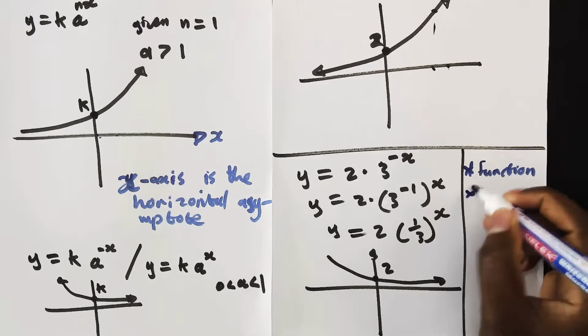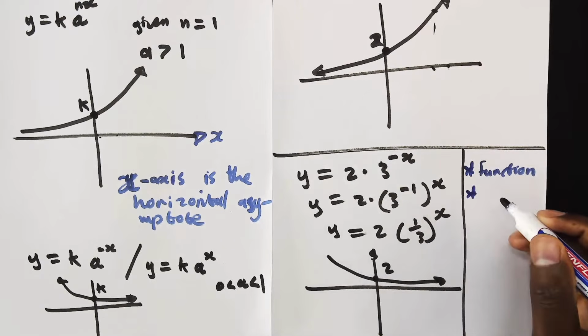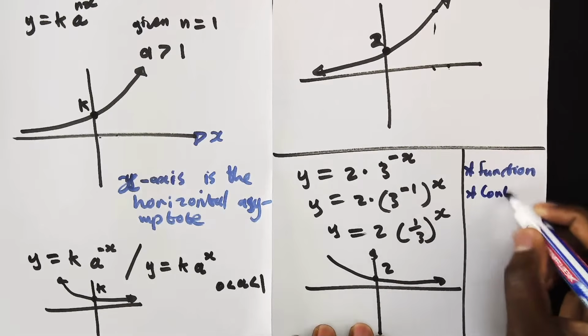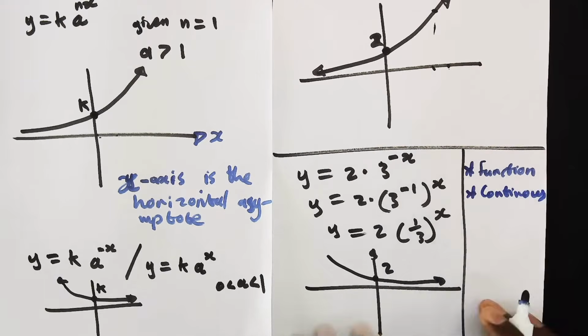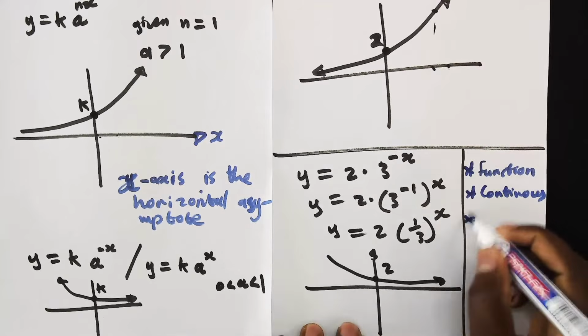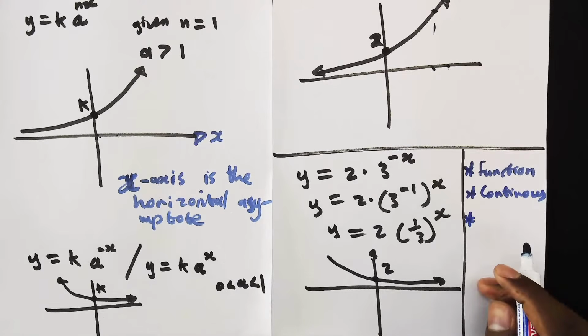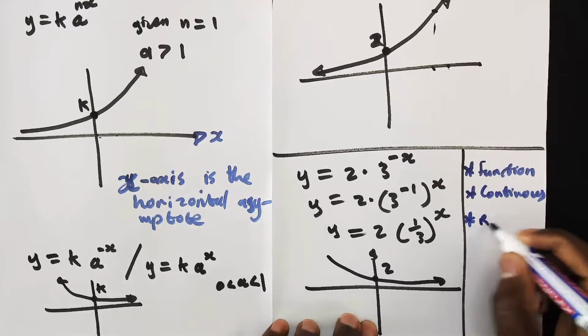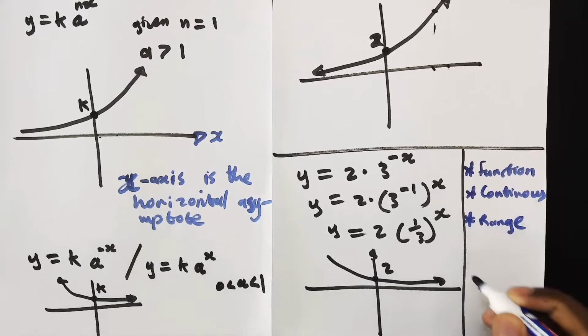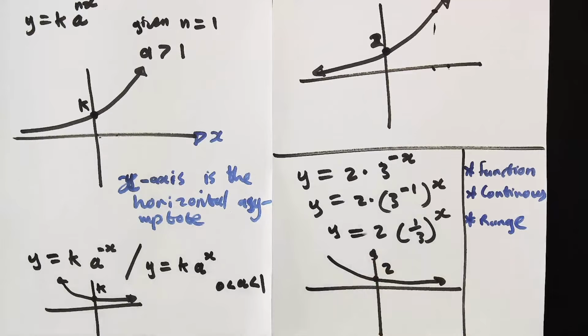Number 2, is it a continuous or discontinuous function? Continuous, plotted without lifting up a pen. And we'll answer the third question about the range. So let's inspect the range. So what happened about the range? The range.